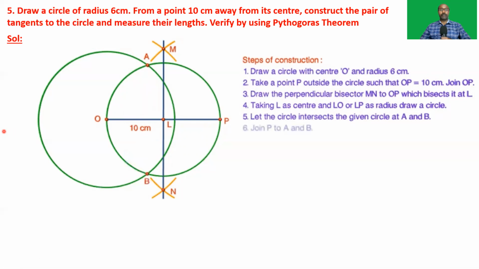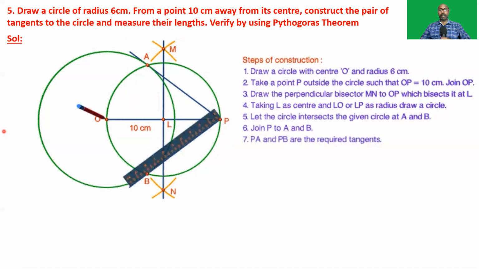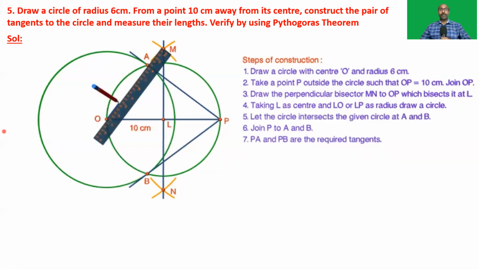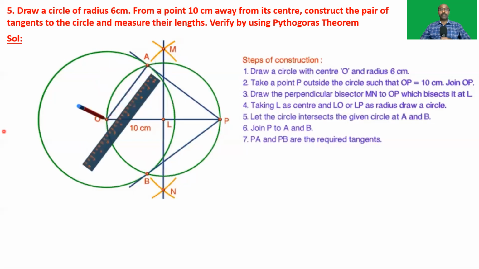Now after that, join P to A and P to B. That is, draw lines through P and A, also P and B. These are our required tangents. PA and PB are our required tangents. Now to verify Pythagoras theorem, join OA as well as OB.